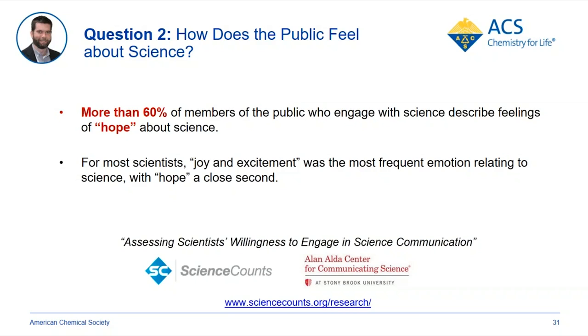And what Science Counts pointed out that was interesting is that if you think about hope as a feeling, or something that science makes them feel, then that is very focused on outcome. Whereas joy and excitement is much more of a present emotion. It is not forward-looking. It's in this moment, I'm excited about this.